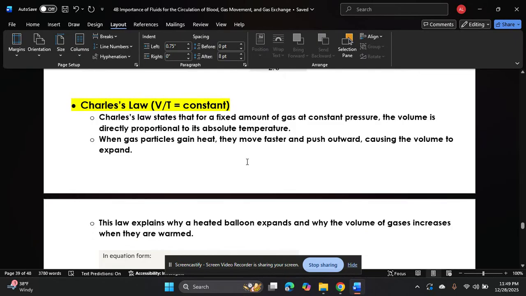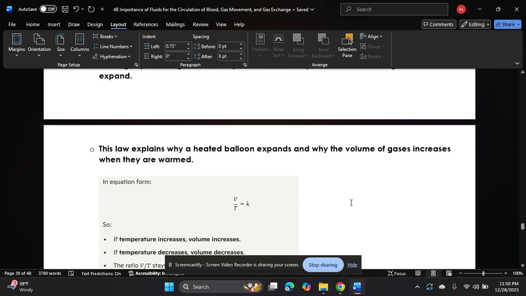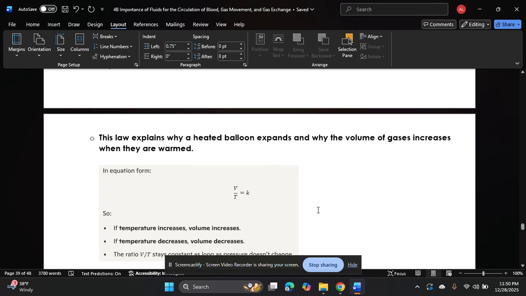So what is Charles' law? Charles' law: V by T equals constant, right? Charles' law states that for a fixed amount of gas at a constant pressure, the volume is directly proportional to its absolute temp. So when gas particles gain heat, they move faster and push outward, causing volume to expand. This law explains why a heated balloon expands and why the volume of gas increases when it is warmed, right?